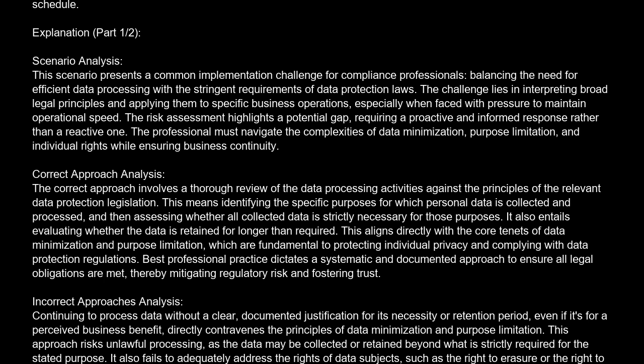Best professional practice dictates a systematic and documented approach to ensure all legal obligations are met, thereby mitigating regulatory risk and fostering trust. Incorrect approaches analysis. Continuing to process data without a clear, documented justification for its necessity or retention period, even if it's for a perceived business benefit, directly contravenes the principles of data minimization and purpose limitation. This approach risks unlawful processing, as the data may be collected or retained beyond what is strictly required for the stated purpose. It also fails to adequately address the rights of data subjects, such as the right to erasure or the right to object to processing.